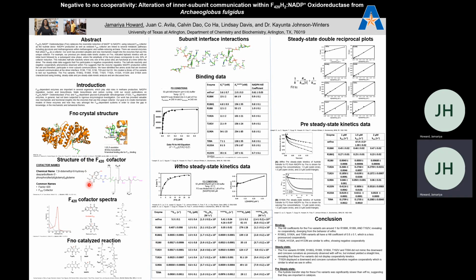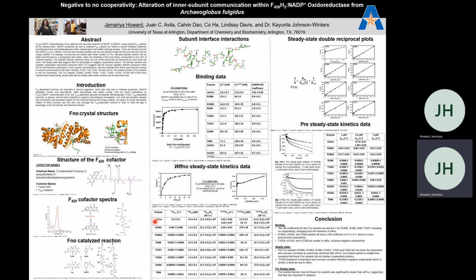This is the structure of the F420 cofactor. The F420 cofactor shows a large absorbance at 420 nanometers, and upon reduction, it loses that absorbance and gains a shoulder at 320 nanometers. FNO catalyzes the reversible reduction of NADP to NADPH. The hydride is transferred from the reduced cofactor over to the fourth position on NADP, producing NADPH and oxidized cofactor.